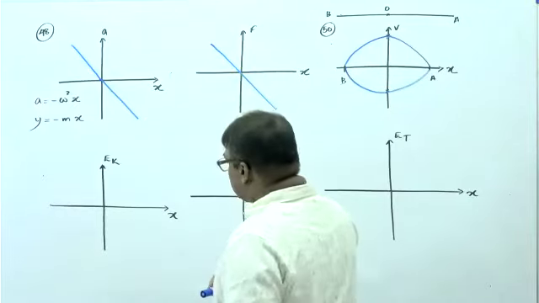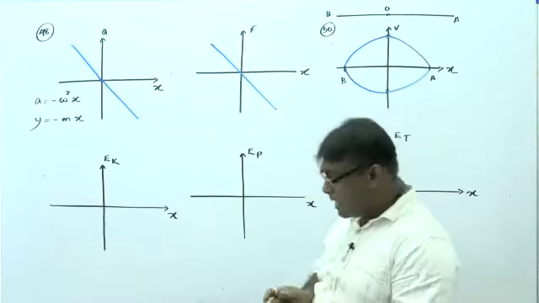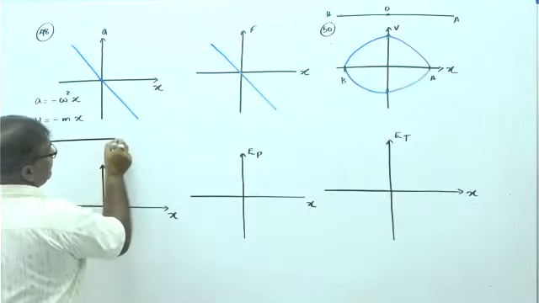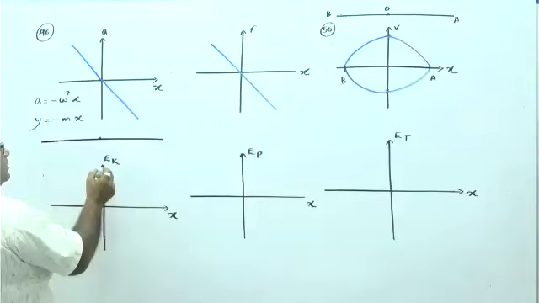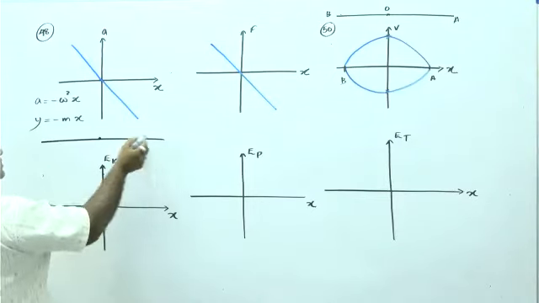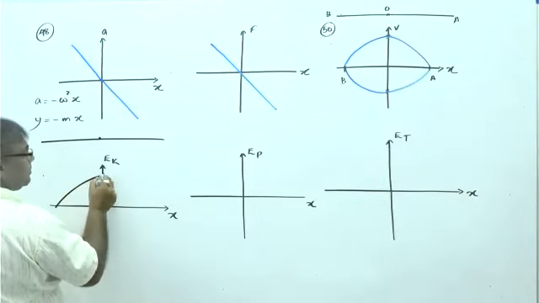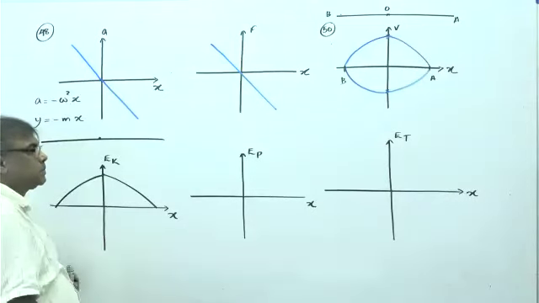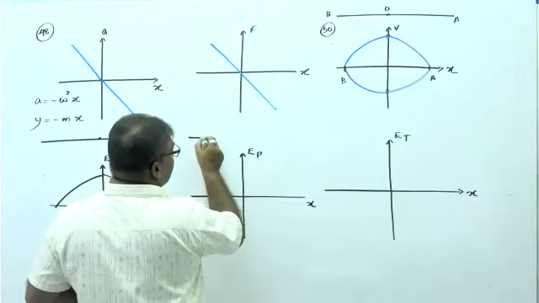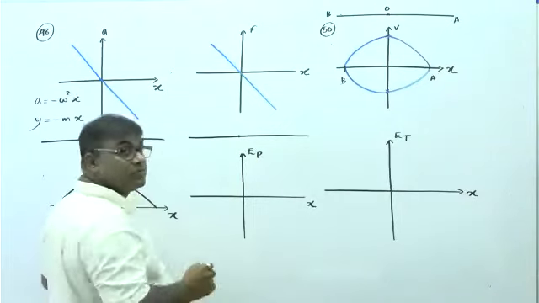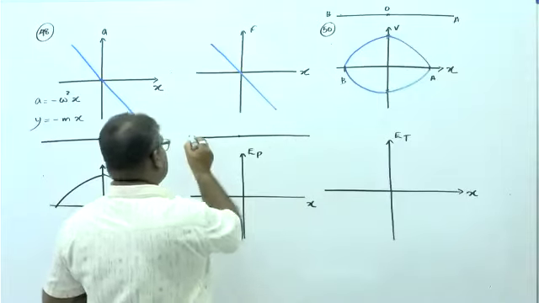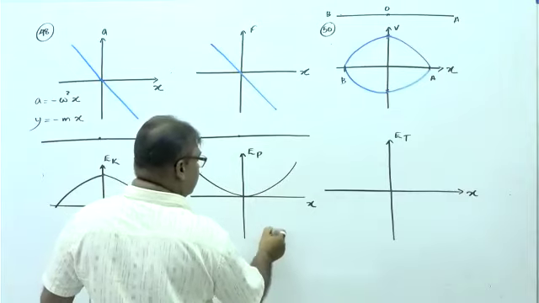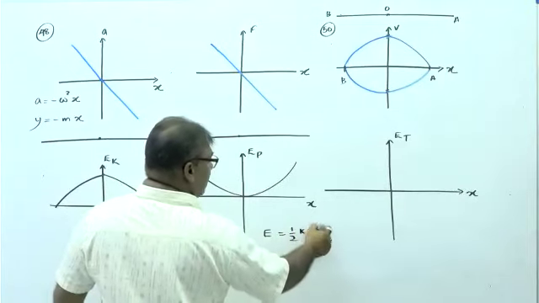Next, kinetic energy against displacement. At the center of oscillation, kinetic energy is maximum. At the extreme positions, kinetic energy is 0. This would be the variation. At the center of oscillation, potential energy is 0. At both extreme positions, potential energy is maximum. Potential energy varies with E equals half k x squared, no?